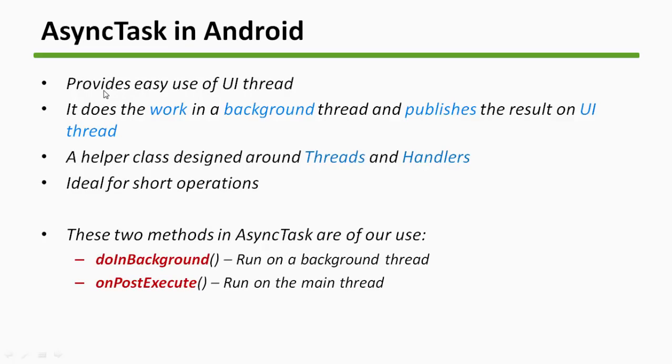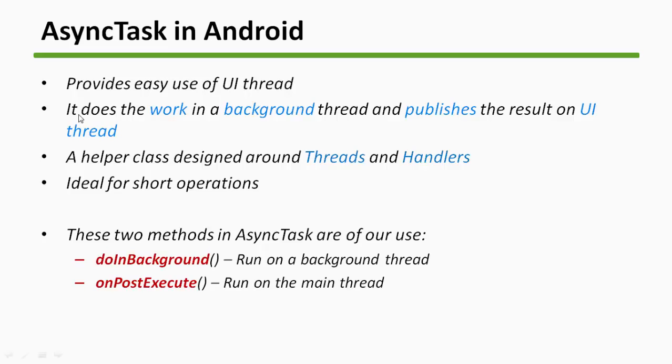So async task provides you easy use of UI thread. What it does, it works in the background thread. It does the work in the background thread and publishes the result on the UI thread. So what will happen actually? The whole process of fetching the data from the server back to your mobile will be done on a background thread. And when it is done, and then afterwards you want to change or show the results to the user on the UI, that part will be done on a main thread.